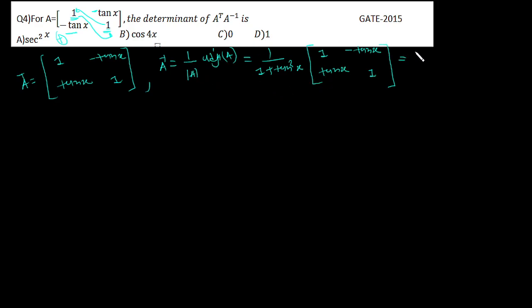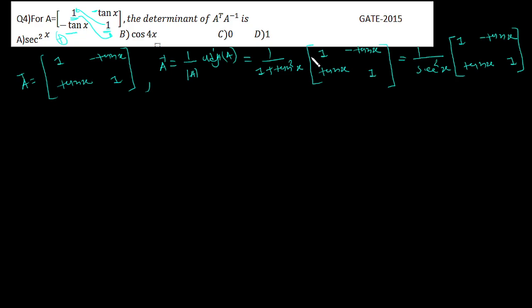Let's simplify it a little bit. Here we can use the identity sec square of x minus tan square of x is equal to 1. So we can say that it is nothing but sec square of x. Now the remaining matrix will remain as it is: 1, minus tan x, tan x, 1. Now we have found A transpose and A inverse both.